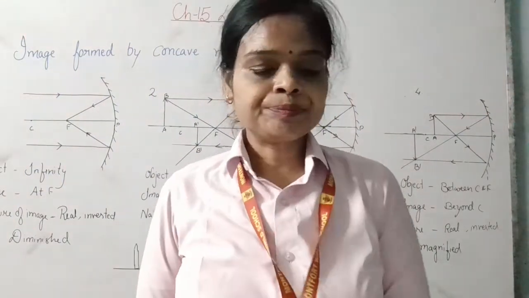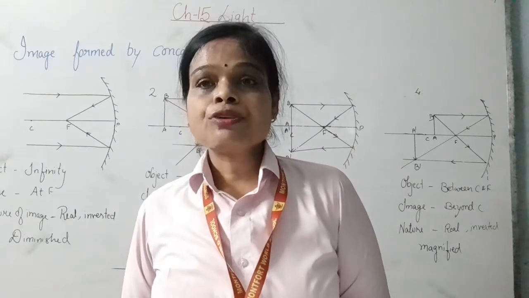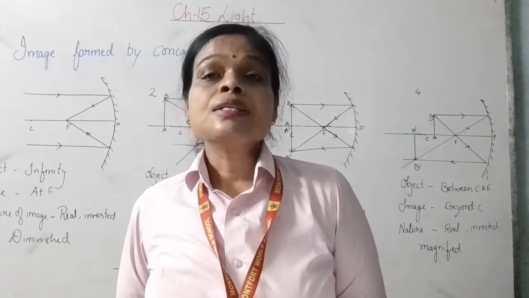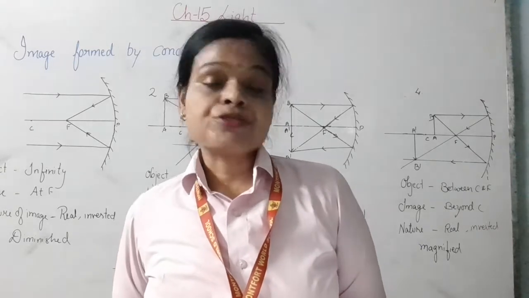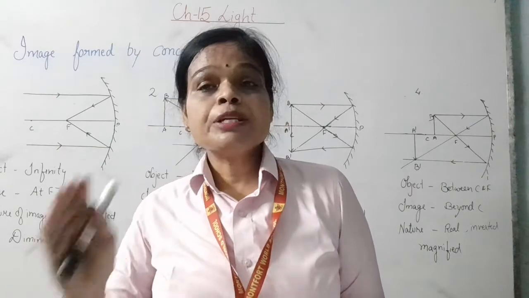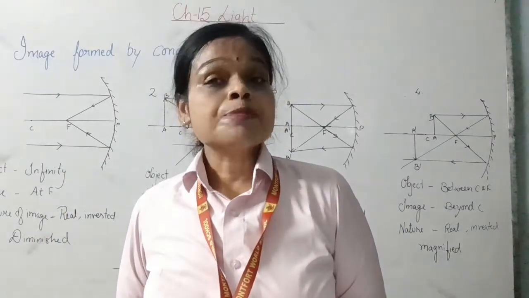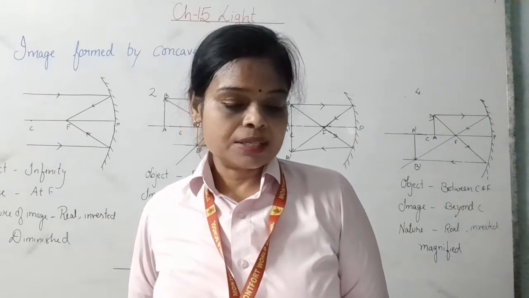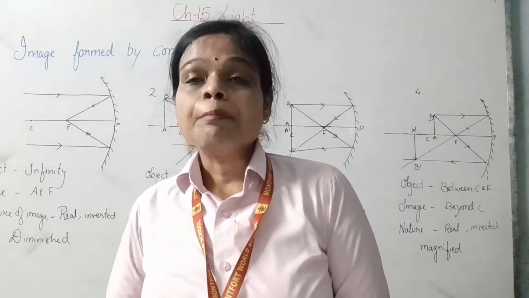Next, define dispersion of light. Dispersion of light is the splitting of light into 7 colors. What is spectrum? The band of 7 colors is called a spectrum. Dispersion means splitting of white light into 7 colors, and spectrum is the band of 7 colors. With the help of a diagram, show dispersion of white light by a prism.